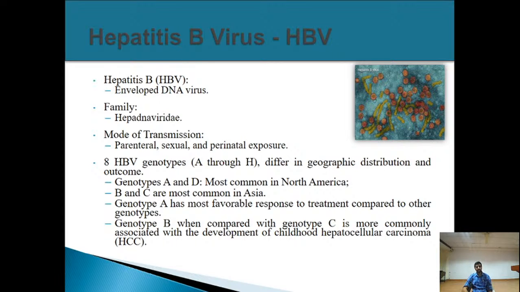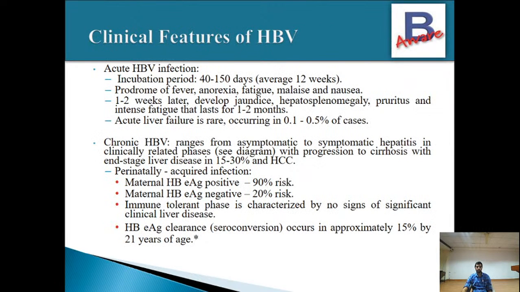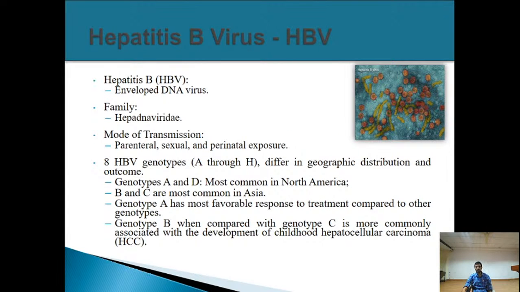So there are 8 genotypes, A through H. B and C are more common in Asia. That is the important thing for us. In the rest of the world, the other genotypes are common. But knowing the genotype of HBV is not necessary, because the treatment doesn't differ between the genotypes in hepatitis B virus. The genotypes determine the treatment in hepatitis C, but not hepatitis B.